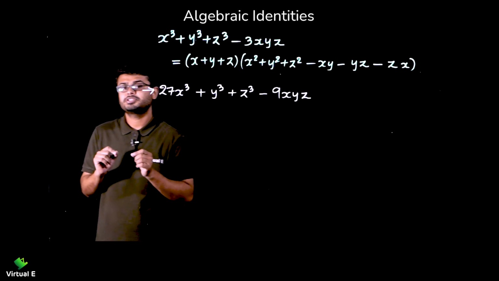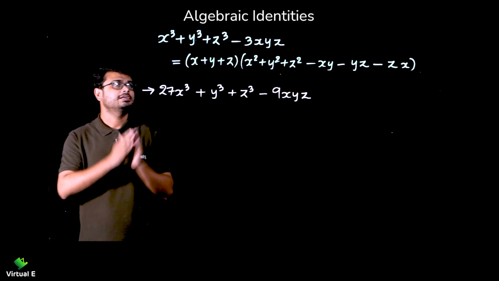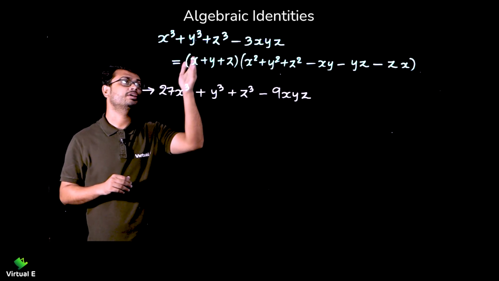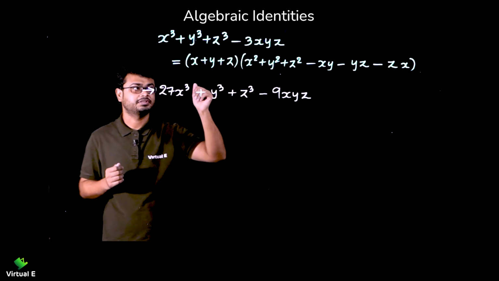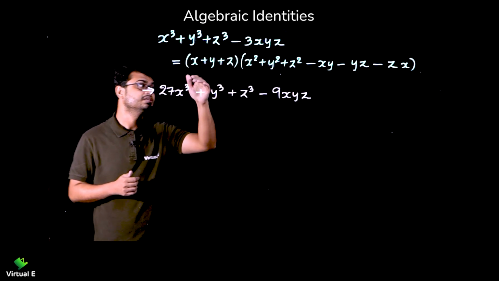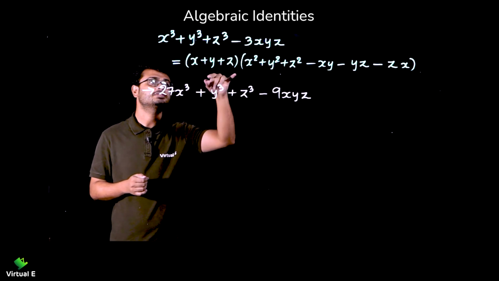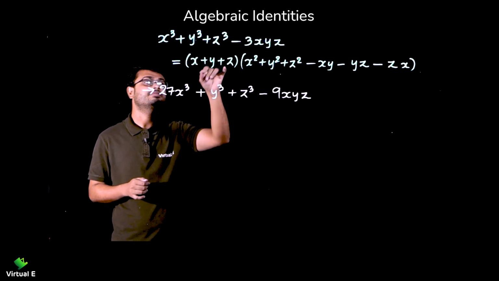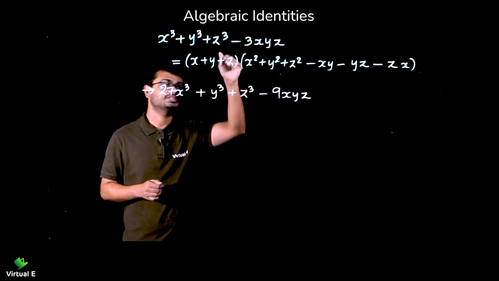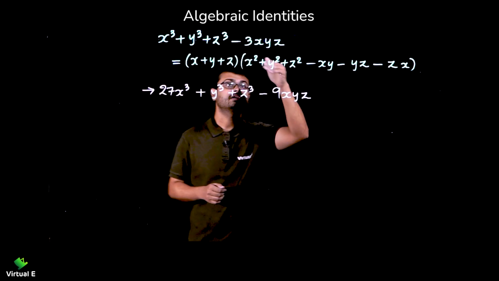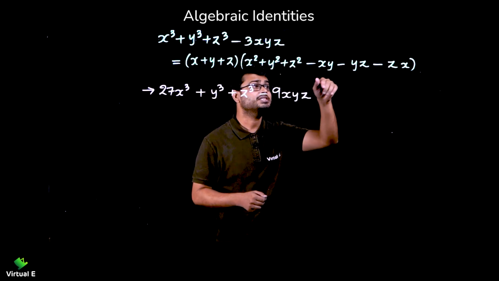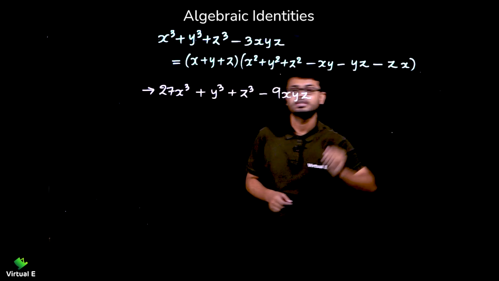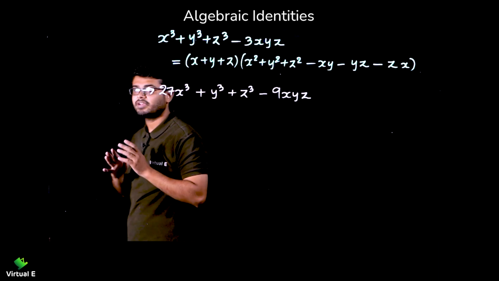Let's discuss one special case of the identity. Let's say we have x cube plus y cube plus z cube minus 3xyz. So how to factorize it? If you have this kind of case, we are going to factorize in this way. First of all, the addition of three terms, x plus y plus z, then in another factor, x square plus y square plus z square, minus xy, minus yz and minus zx. So this is how we factorize it.